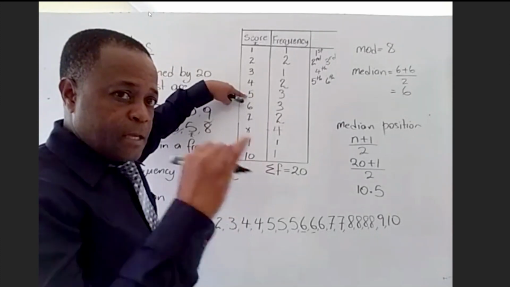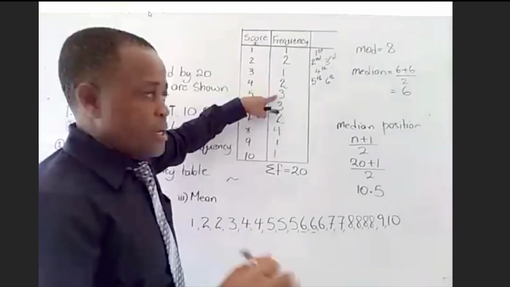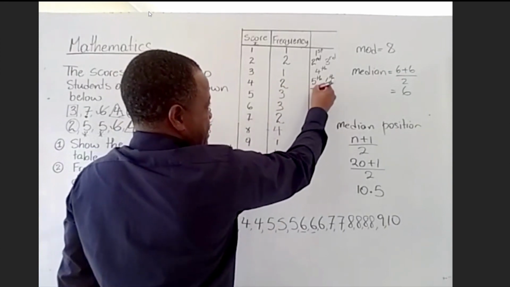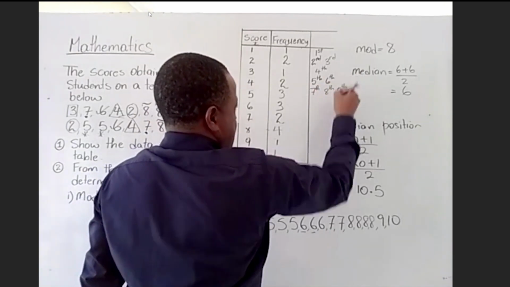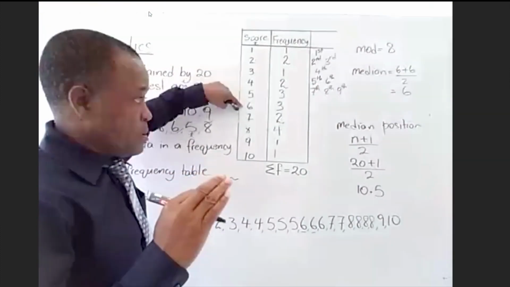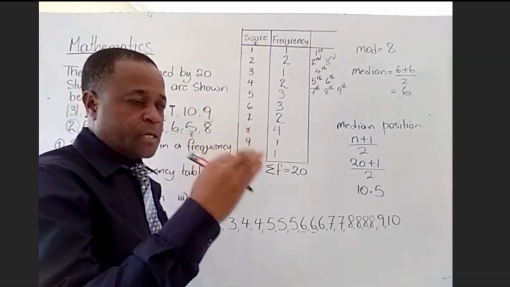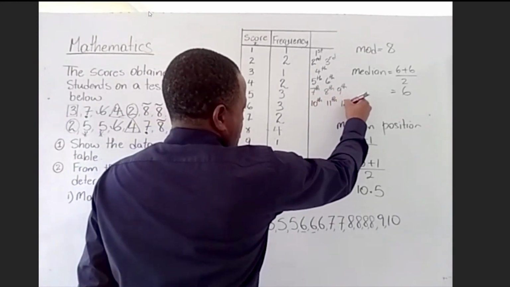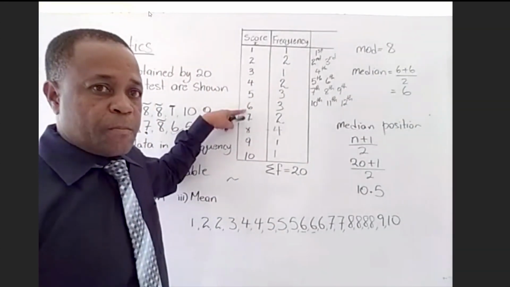The 7th, the 8th, and the 9th position. And that is because 5 appears 3 times. So notice the 6th position is already taken up here. So 5 will start in the 7th, the 8th, and end up in the 9th position. Here, 6 appears 3 times also. So it will take up the 10th, the 11th, and the 12th position. Those are the positions that 6 will actually take up.